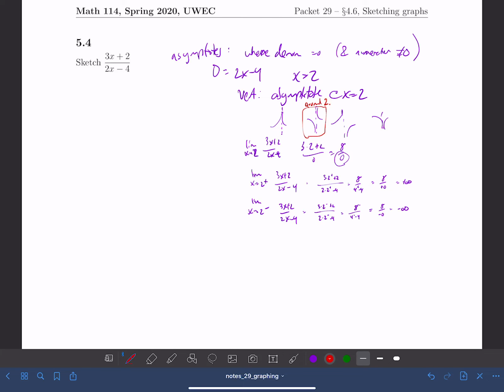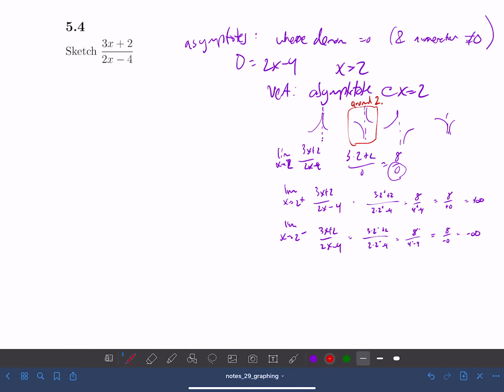I see another thing we could play with here. I know that the function has a root at x equals minus 2/3. Because if I plug in minus 2/3 to this thing right here, the 3's are going to cancel, and I'll be left with minus 2, and then I'll have minus 2 plus 2, and I'll have 0. So I've got a root at minus 2/3. That's kind of neat.